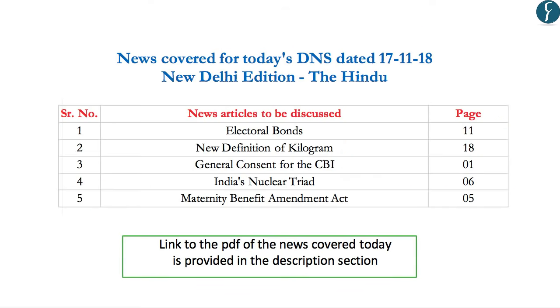Today we shall be discussing the Hindu newspaper dated 17th of November 2018 of the New Delhi edition. The topics to be discussed today have been presented on the screen. Timestamping for the same has been provided in the description box below. Let us begin our today's discussion.